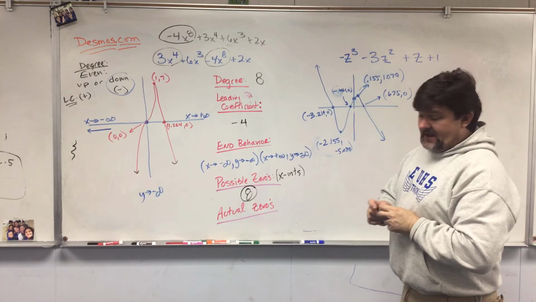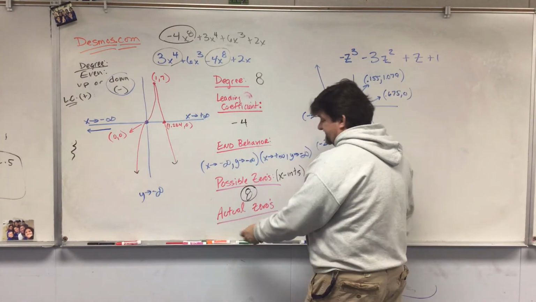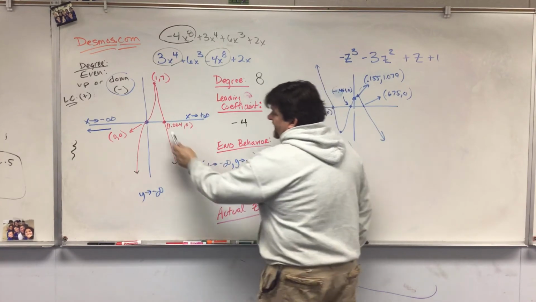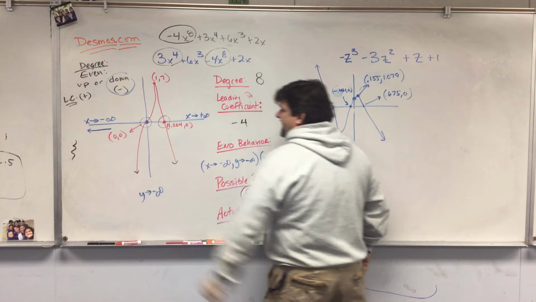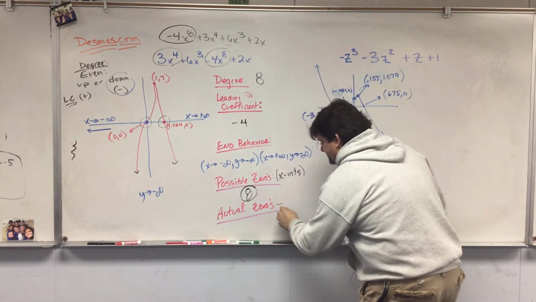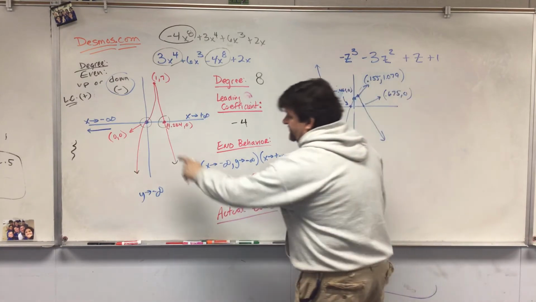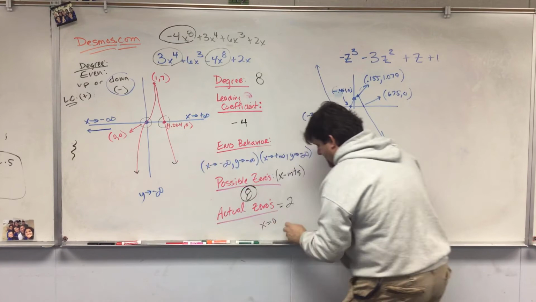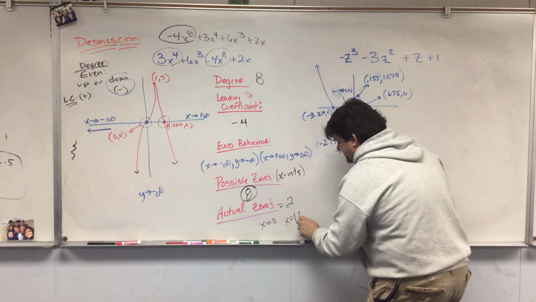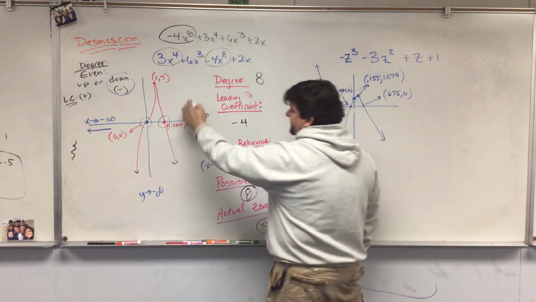Possible. Doesn't mean they always have them. Now this last piece, how many zeros does this actually have? It only has 2. It has an x-intercept here and an x-intercept there. So this only has 2 zeros. Actual zeros: 2. One of the zeros is x equals 0, and the other one, x equals 1.224. That's why it's easier to use the graph for these.